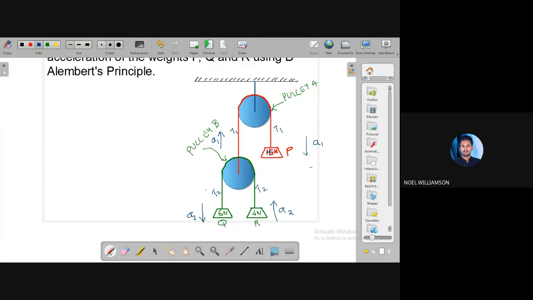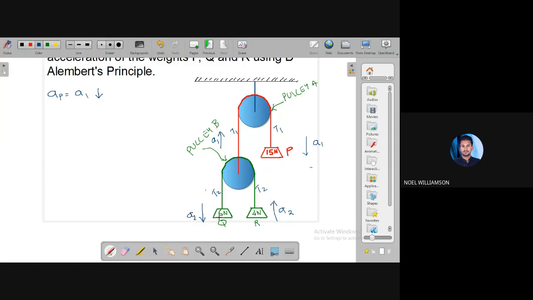Now, we got this when we considered pulley A and pulley B separately, right? Now we consider the system as a whole. Considering it that way, the movement of P is just downwards and the acceleration is a1. So P is moving downwards with acceleration a1, and let it be acting in this particular direction.